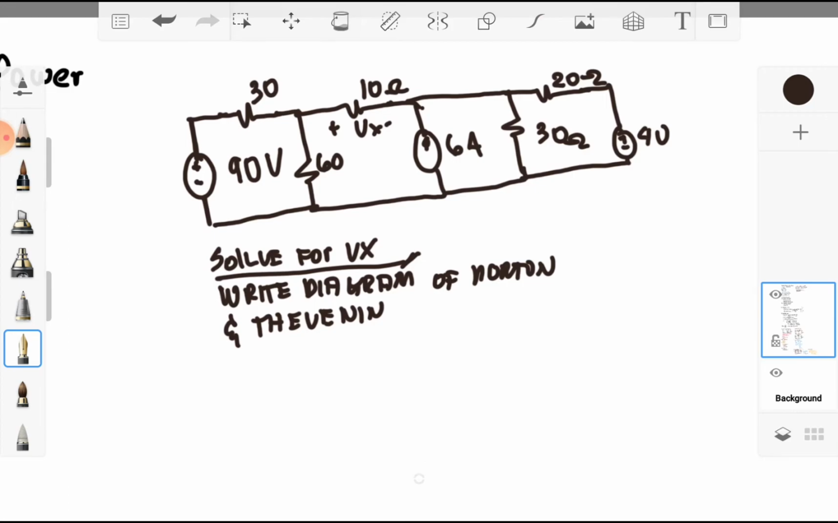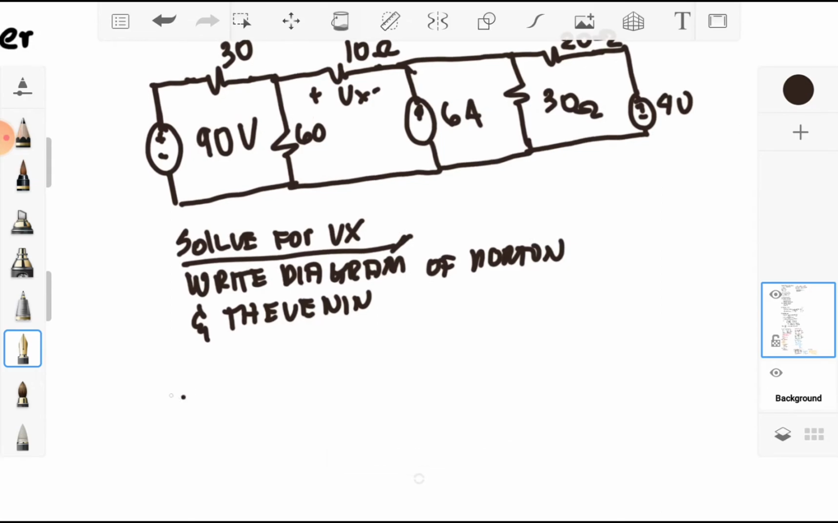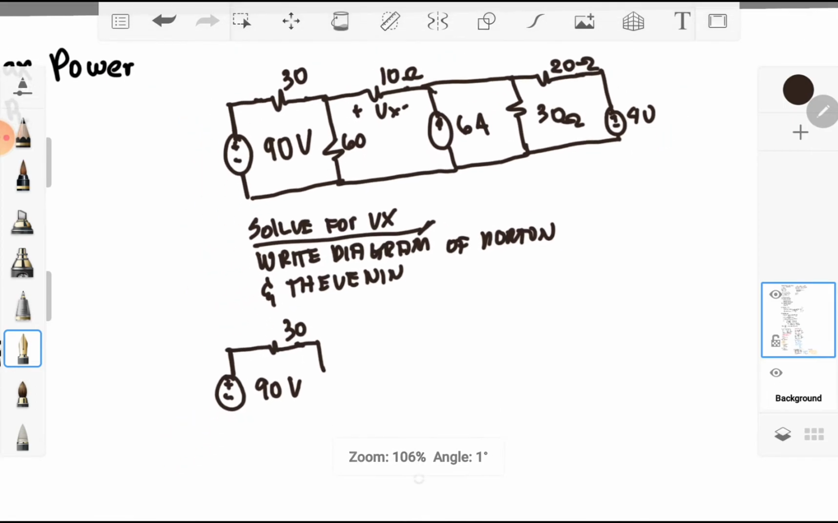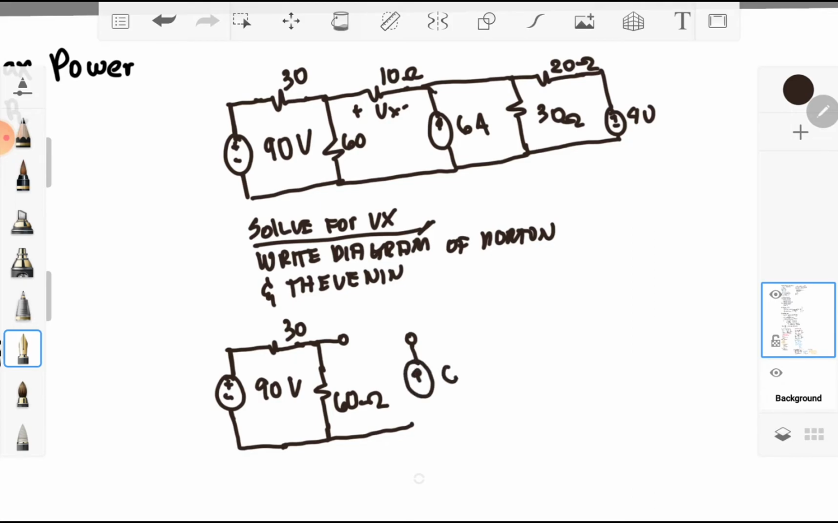So to solve for Vx, we will take out your Vx. So tatanggalin natin yung Vx mo. So we'll have a circuit which is positive, negative, 90 volts. We have our 30 ohm resistor, another 60 ohm resistor, this is the terminals of your Vx, and this will be your 6 ampere current source.